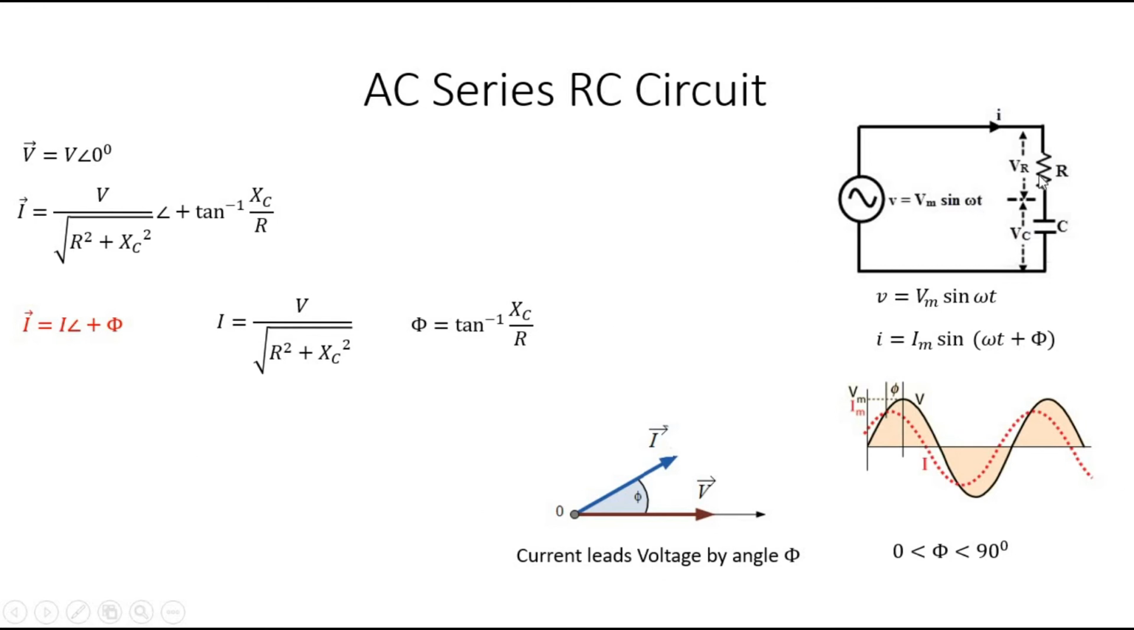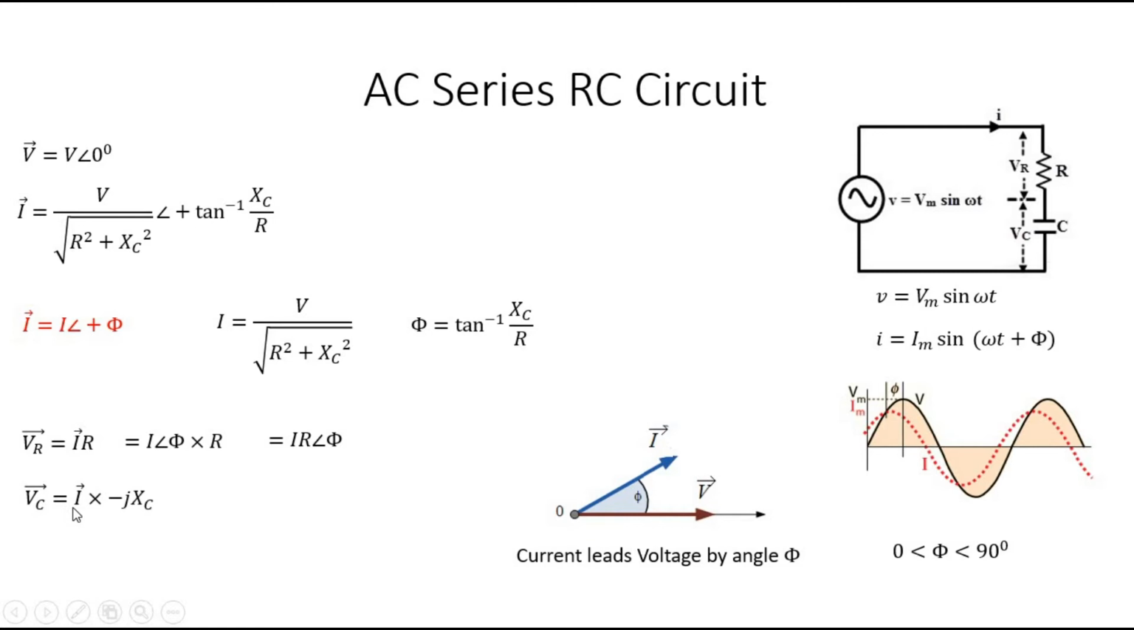Similar to the case of the RL circuit, we have to find the voltage VR across the resistor. VR is equal to the vector I into R. So I angle phi into R gives IR angle phi. This is only the magnitude, and the angle is phi. Angle phi means it is in phase with the current I. VR is in phase with the current I. Both angles are the same, plus phi.